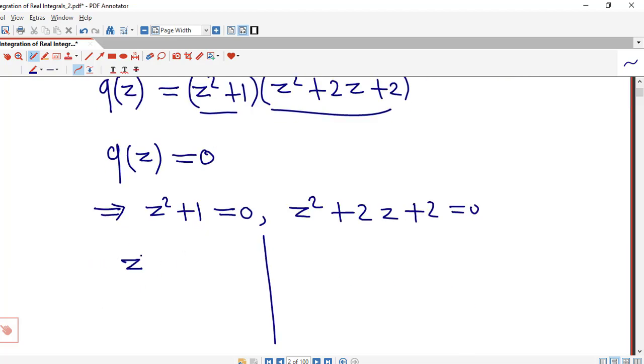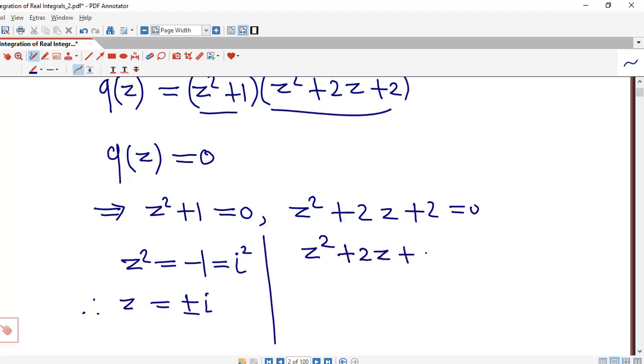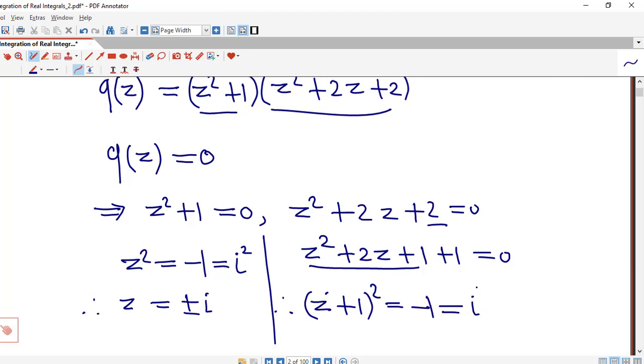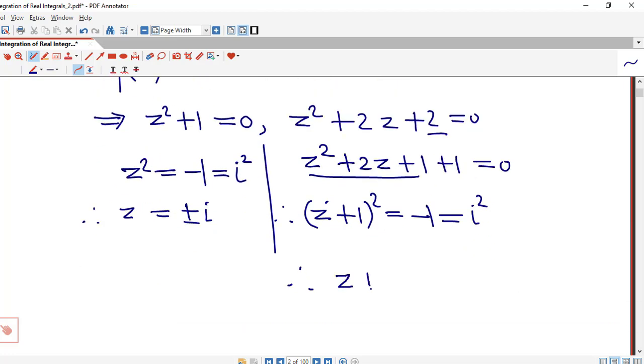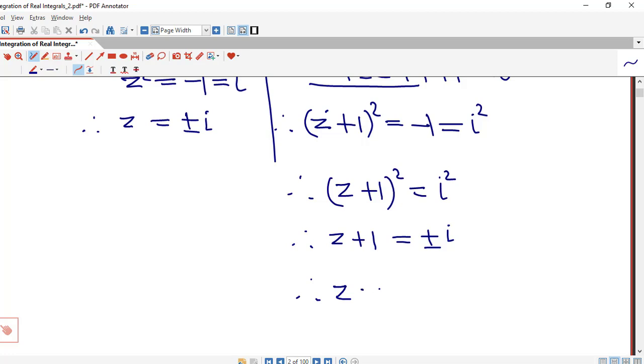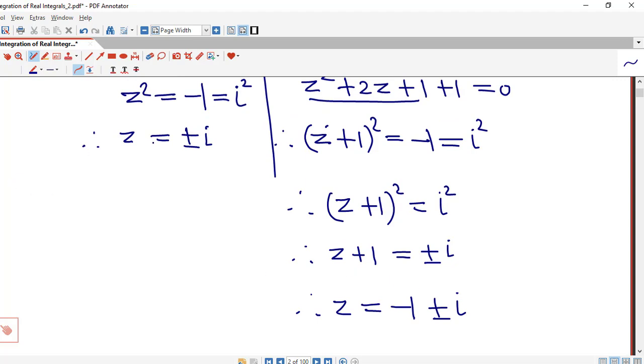Now we solve these two. z square plus 1 is 0 can be written as z square equal to minus 1, and as we know minus 1 is i square. So this gives me z equal to plus or minus i. And z square plus 2z plus 2, I can rewrite as z square plus 2z plus 1 plus 1. I have rewritten 2 as 1 plus 1. Now this part is nothing but the square of z plus 1. And we consider this 1 on the right hand side, so we have minus 1, that we rewrite as i square. Therefore z plus 1 whole square is i square, so z plus 1 is plus or minus i. So therefore z equal to minus 1 plus or minus i. So these are the two complex roots, and these are also complex roots.